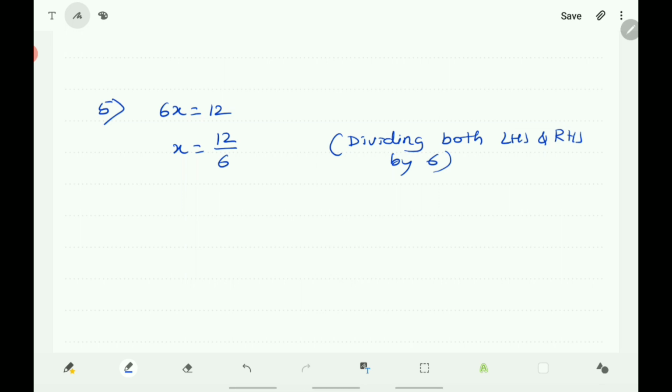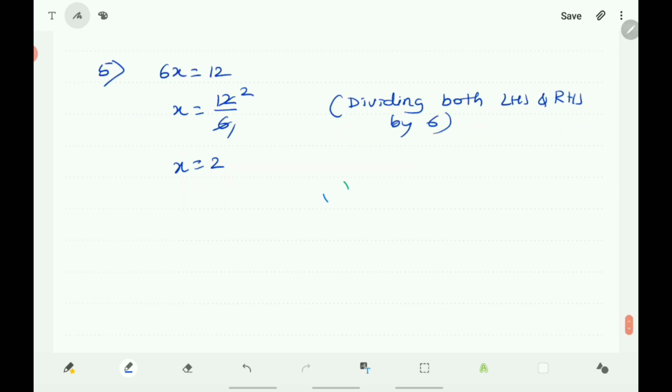Here it is not 6 plus x. You must consider here it is not 6 plus x. It is 6 into x. So it becomes x equals 12 by 6. Then x equals, you know that 6 1s are 6, 2s are 12. You got x equals 2. That is the solution. X is equals to 2.